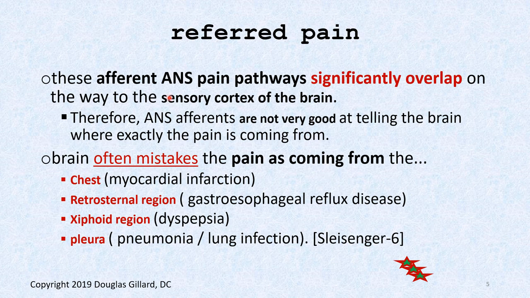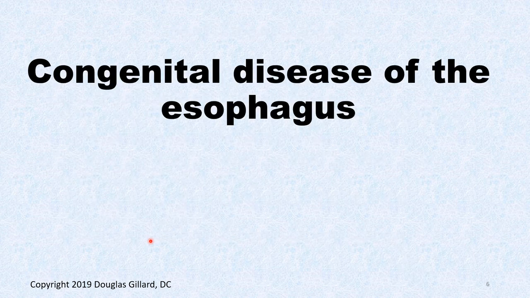These afferent pain pathways significantly overlap in the sensory cortex, so the brain doesn't know where the pain is coming from. The brain typically says the pain is coming from all over the place, including anywhere in the chest, so people think they're having a heart attack. The retrosternal region around the sternum is where gastroesophageal reflux disease commonly presents. Down by the xiphoid process is where dyspepsia typically presents. And pleura-type pain, even from the back and the lungs, can be mistaken as well. So these can all mix, and it's very difficult to tell where this type of pain is coming from.